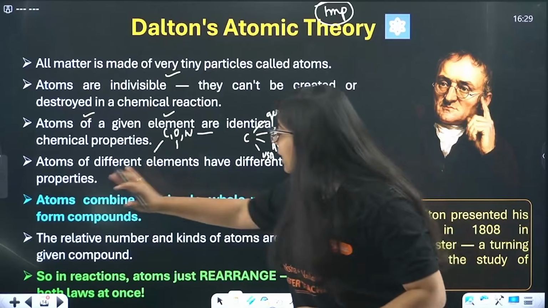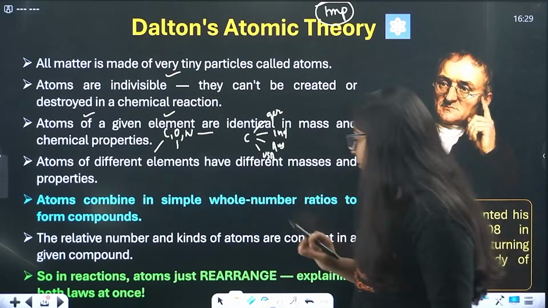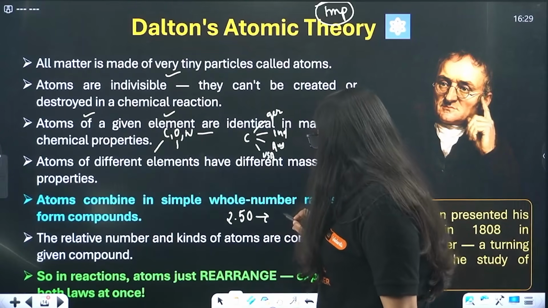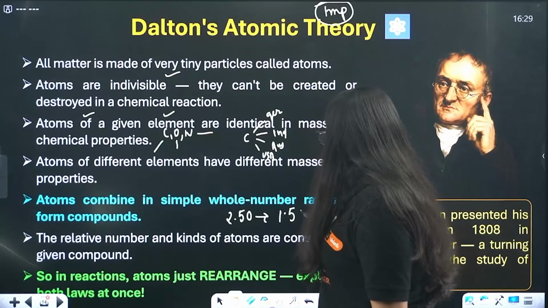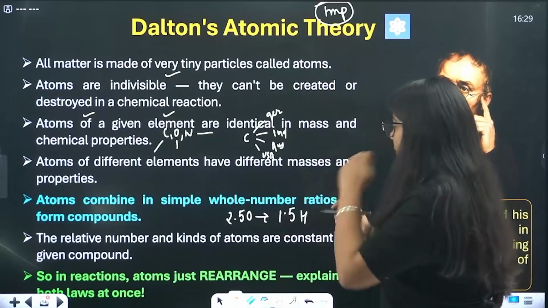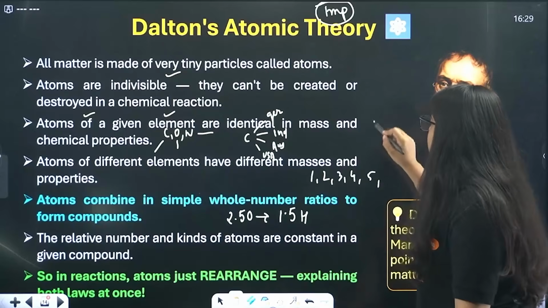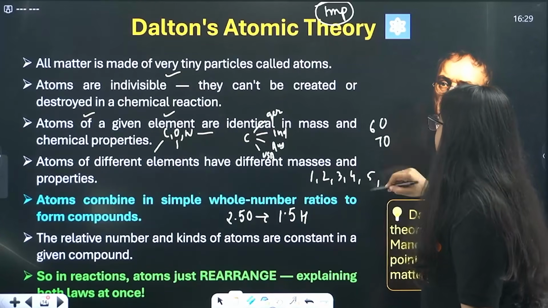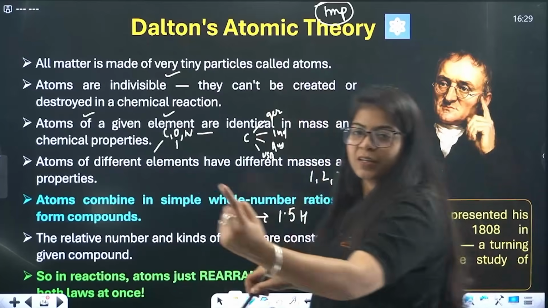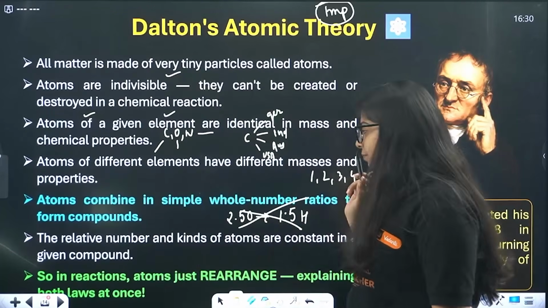Then, atoms combine in simple whole number ratios to form compounds. That means you cannot say 2.5 oxygen combines with 1.5 hydrogen. It always combines in whole numbers. Whole numbers are 1, 2, 3, 4, 5, 6. So you can say 6 oxygen, 7 oxygen, but you cannot say 1.5 oxygen. That is wrong.